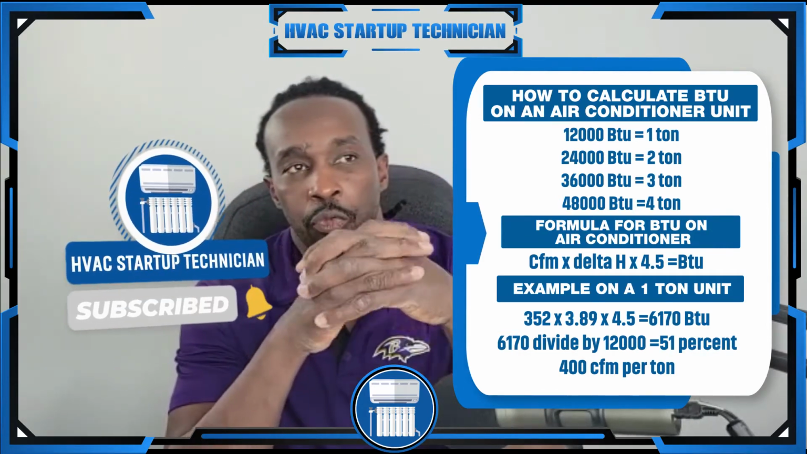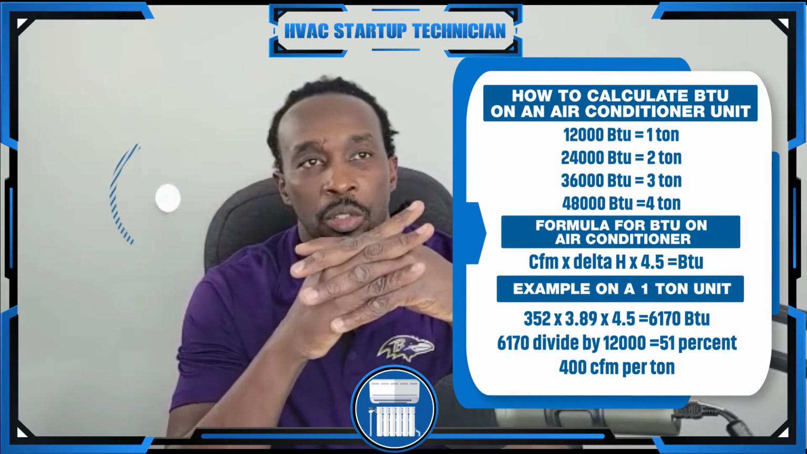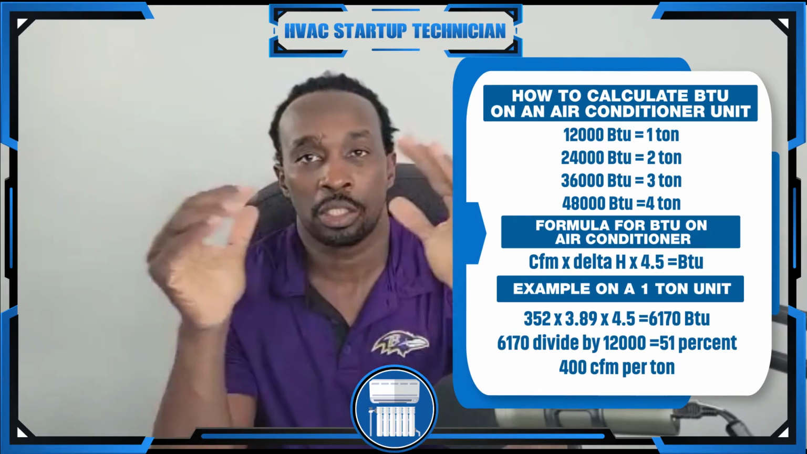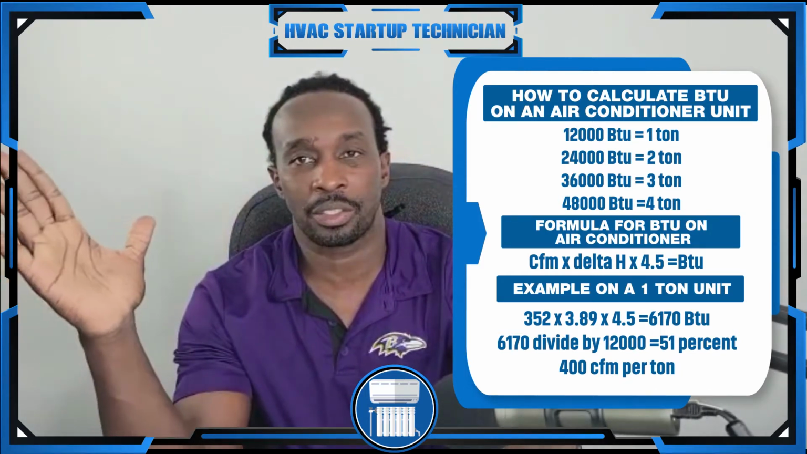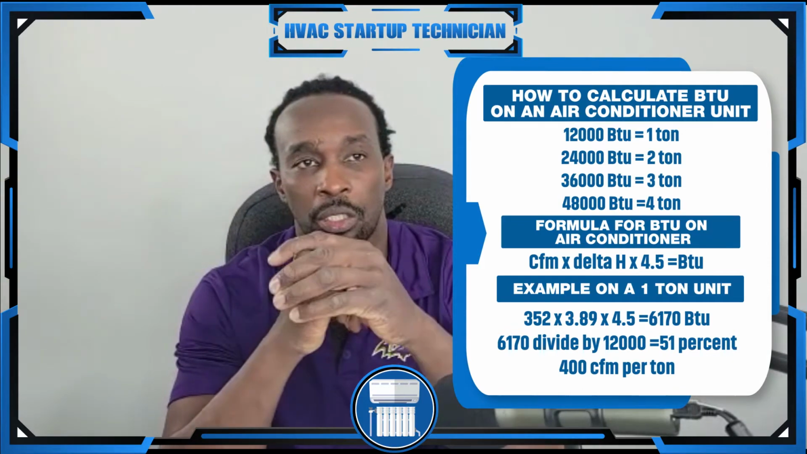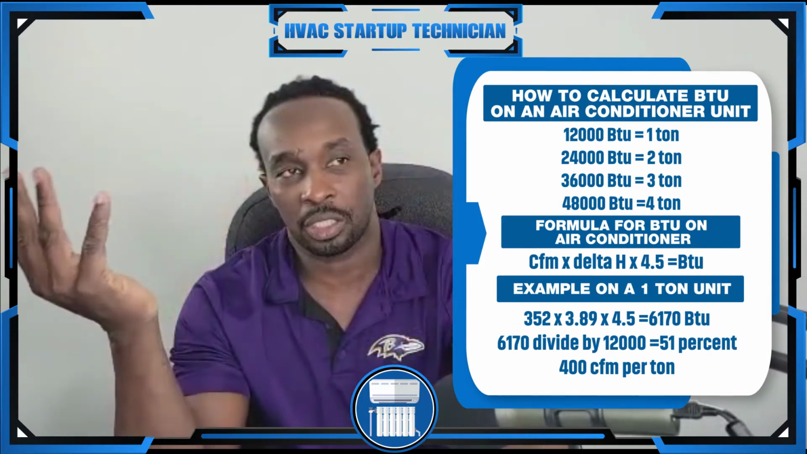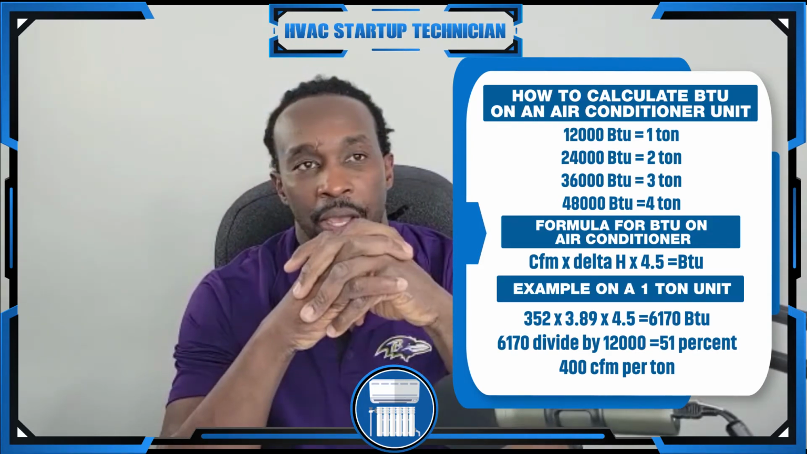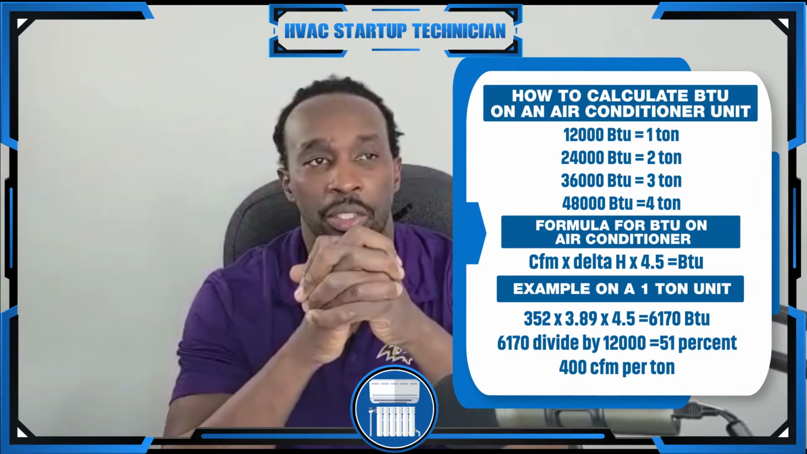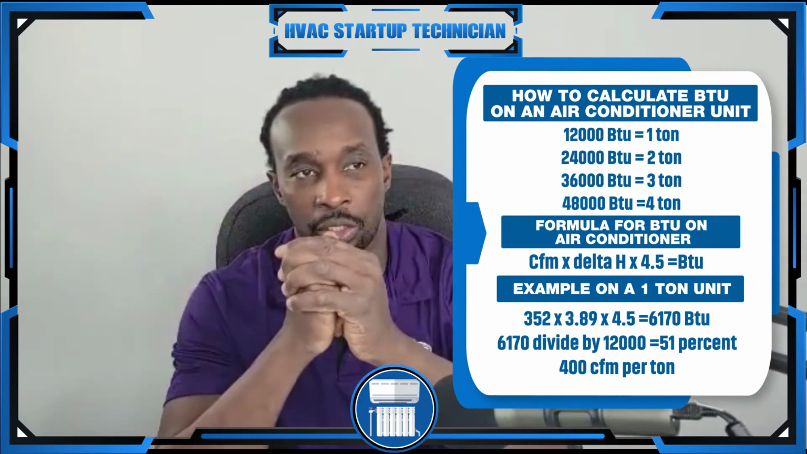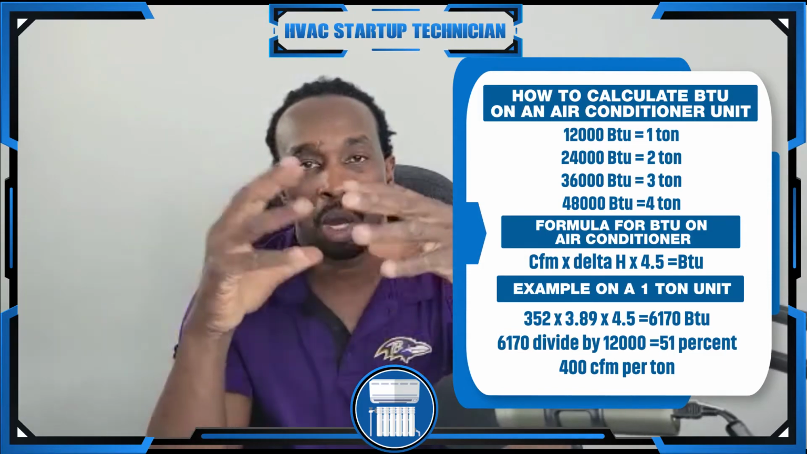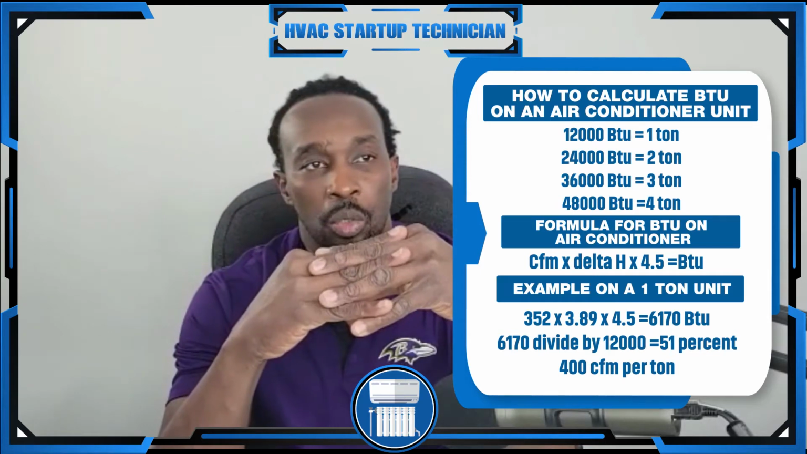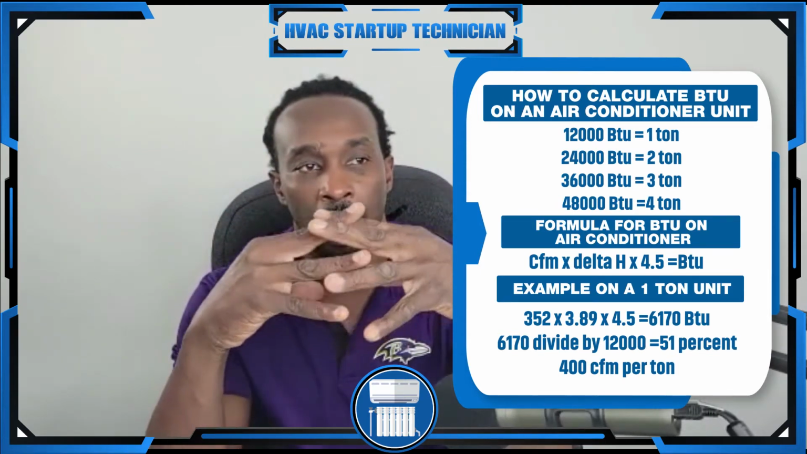If we have a 24,000 BTU unit, we just take that 24 and divide it by 12, and we get 2 tons. That's a good way for new guys to know exactly how many tons a unit is. If you have 36,000 BTUs, you divide by 12 and that gives you 3 tons. That's how you work out how many tons you have when you get to your unit, because one of the major things you want to know is what unit you are working on.